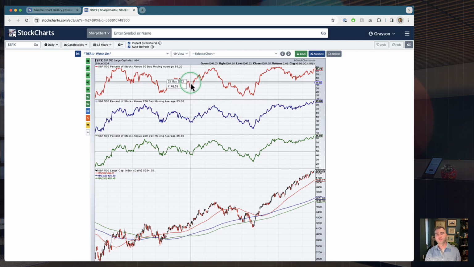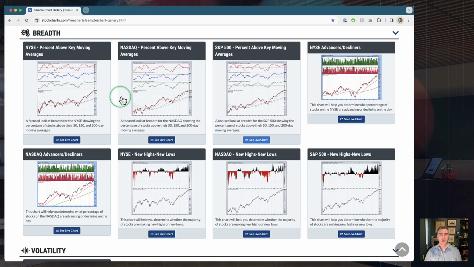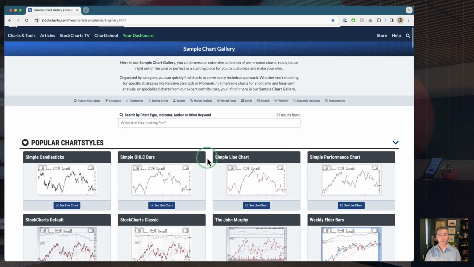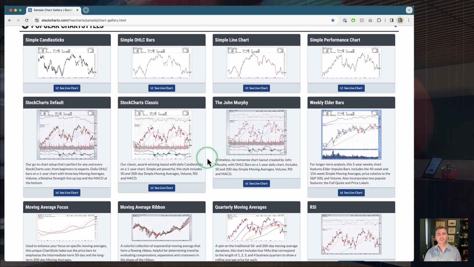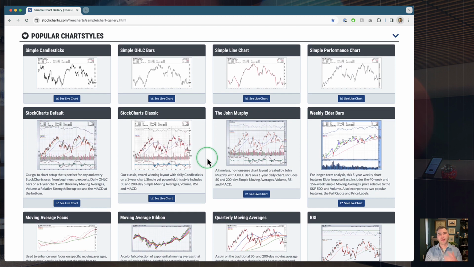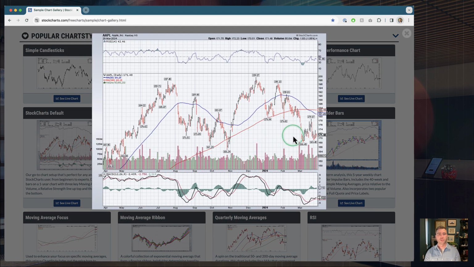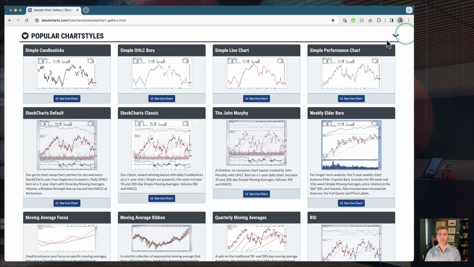The other thing that you can do, speaking of these sample charts, if we close this out and go back up to the top, for any of these other charts in the sample gallery that are more symbol agnostic, we'll call it, something like the John Murphy chart. We previewed this earlier, right? This is John Murphy's chart out of his own account. This is exactly the set of indicators that he likes to use in his process.